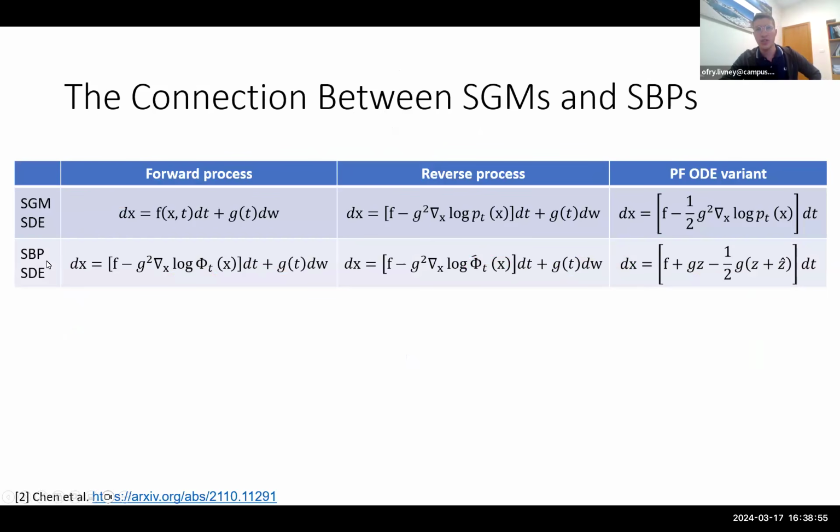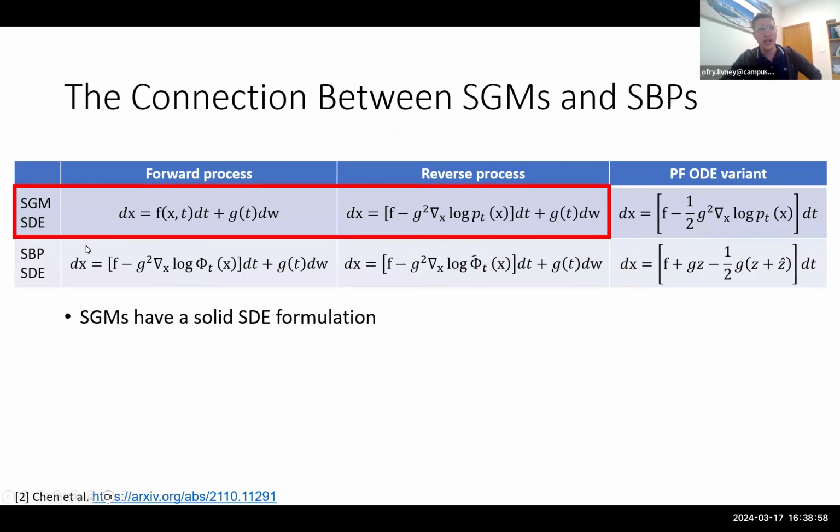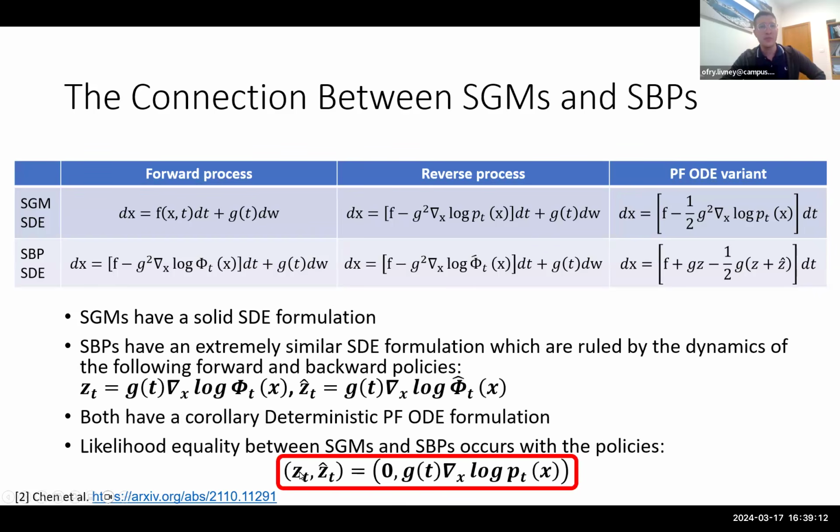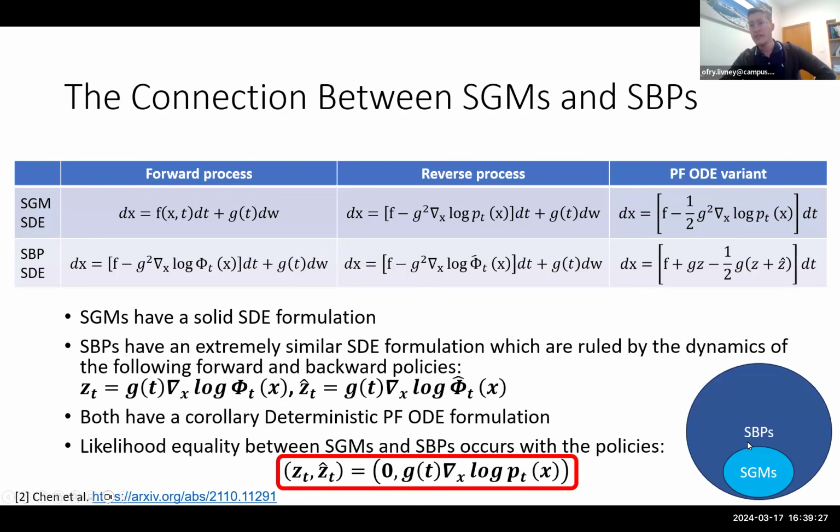So now let's make the connection. We saw that for SGMs or diffusion models, we have some form of SDE. And in addition, a Schrödinger bridge problem solution also has an SDE formulation. Now, what Chen et al. point out is that for a specific choice of forward and backward policy, as can be seen down here, we actually get likelihood equality between SGMs and SBPs. And what this means is that essentially, if we have successfully trained a diffusion model, then we found some form of optimal transport method. And this could be quite useful.